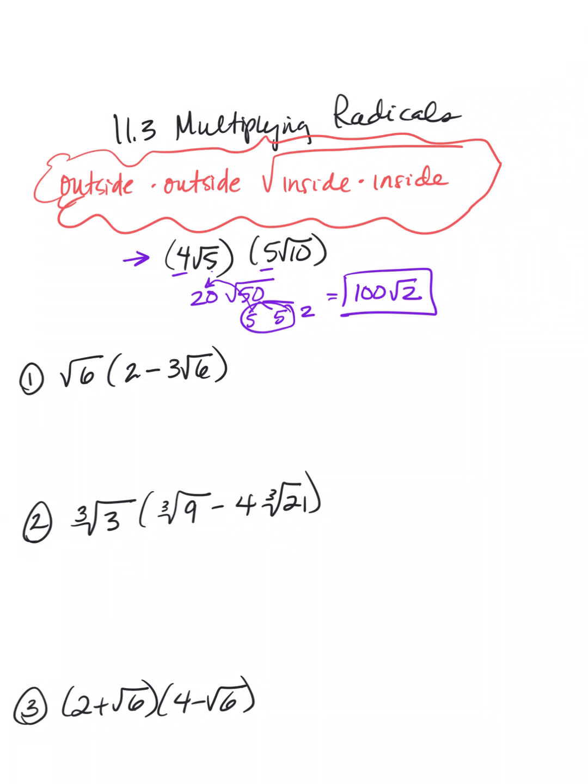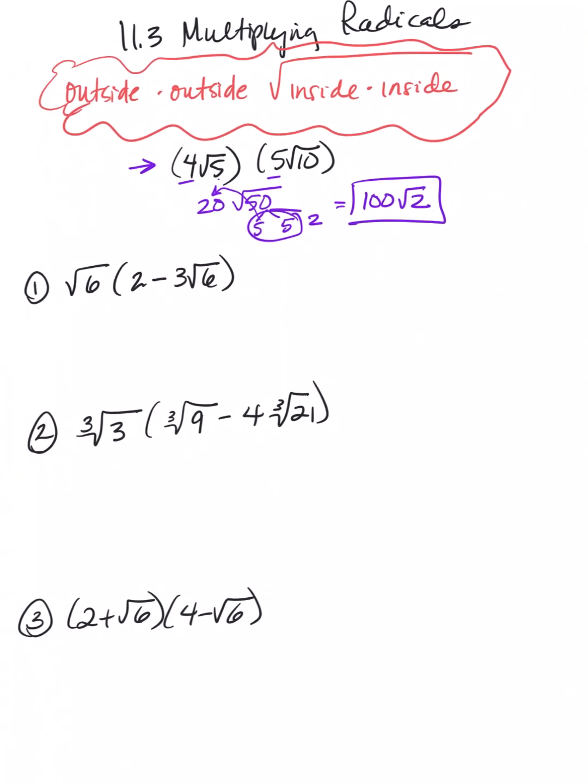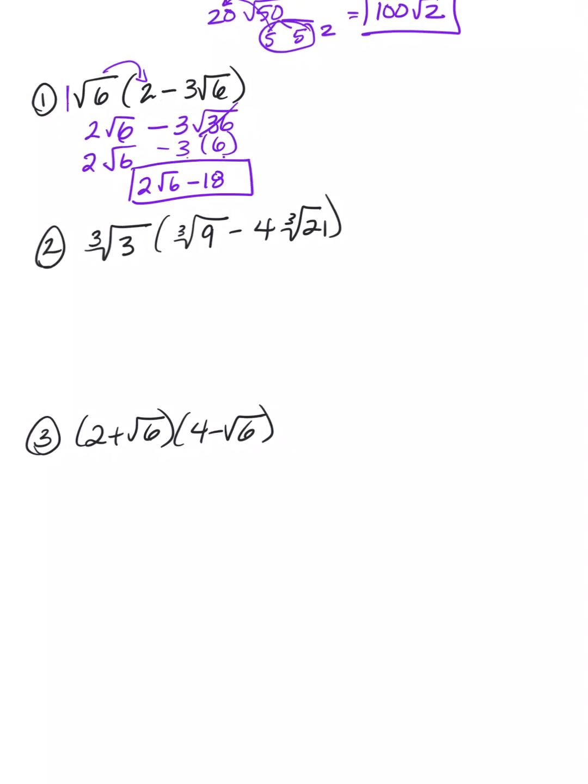Simplify. Let's look at number 1. All right, this one you're just distributing a square root of 6. So I'm going to distribute here, but notice this is an outside number, this is an inside. So it's going to be 2 square roots of 6 minus, this is a 1 out here, right? 1 times negative 3 is negative 3. Square root of 6 times square root of 6 is square root of 36. Well, that is just 6, right? So then I can simplify this by multiplying 3 times 6, minus 18. There's my answer.